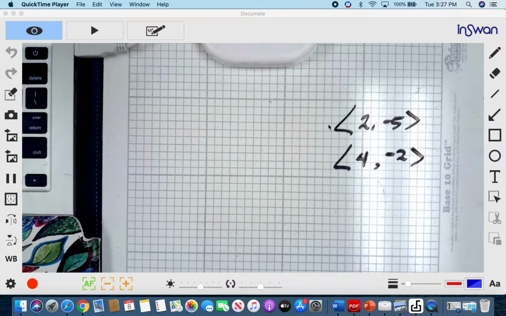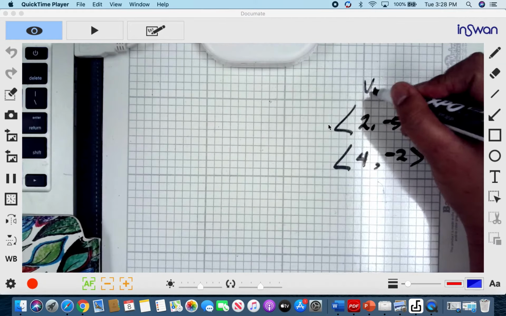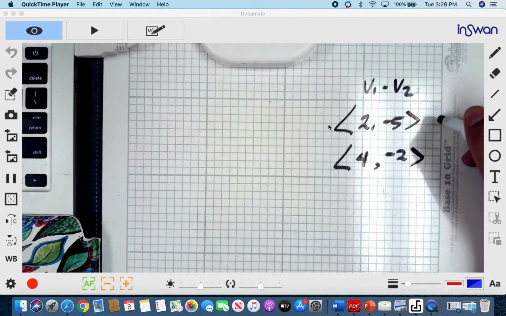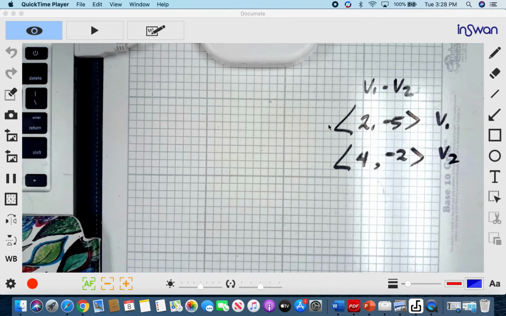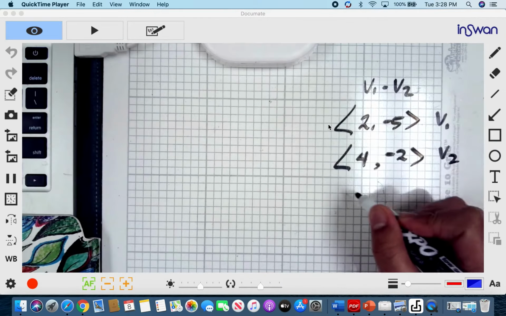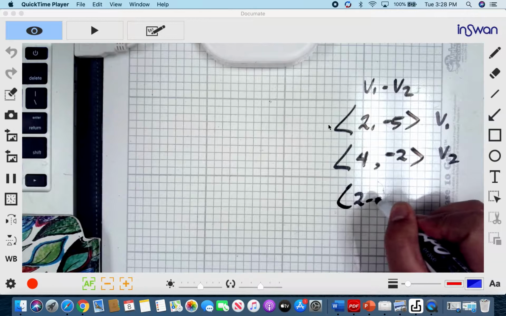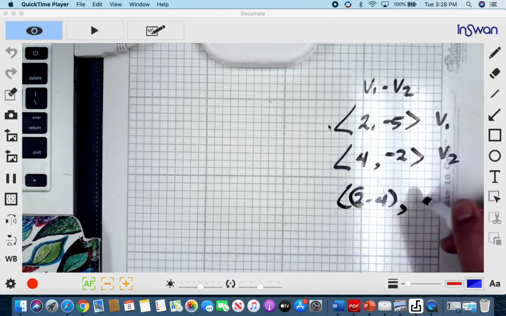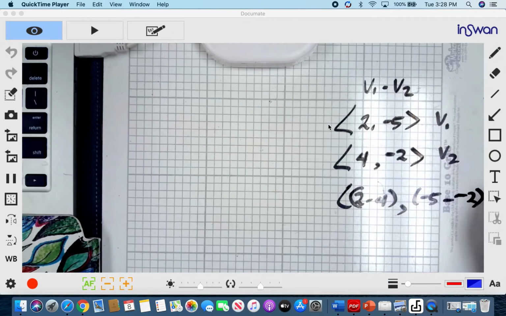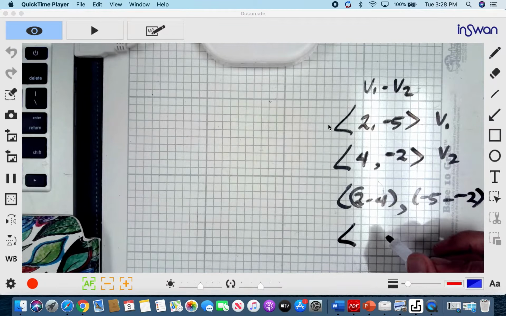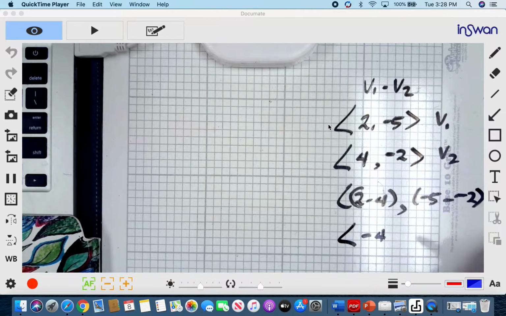Algebraically and graphically. Let's do first the algebraic method. So we're subtracting vector 1 by vector 2. So this is v1 and this is v2. Algebraically, that's 2 minus 4. Then you have negative 5 minus negative 2. Okay, so that would give you a new vector, which is equivalent to negative 2 and negative 3.